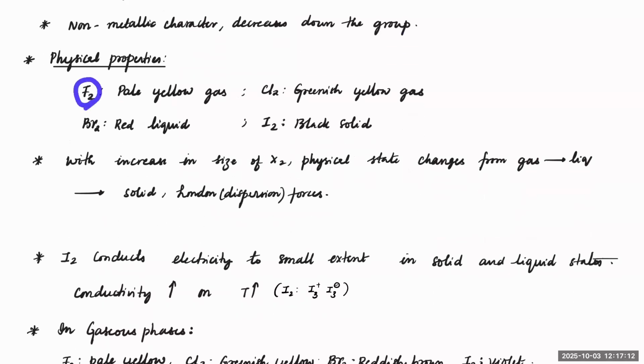Next, F2 is a pale yellow gas. Chlorine is a greenish yellow gas. Bromine is generally a red color liquid, and iodine is a black solid. With an increase in the size of X2, the physical state changes from gas to liquid and then to solid. This comes with the fact that it has more London dispersion forces.